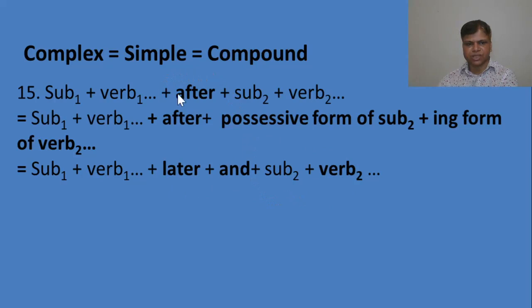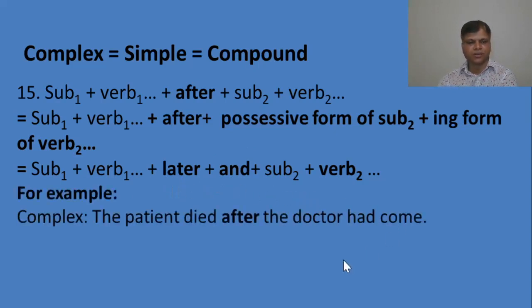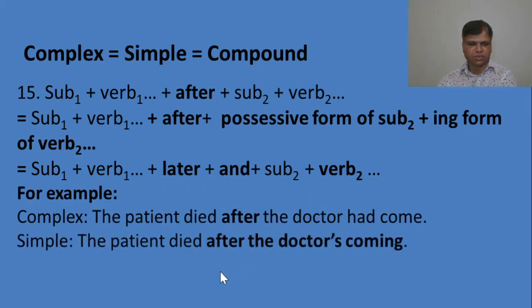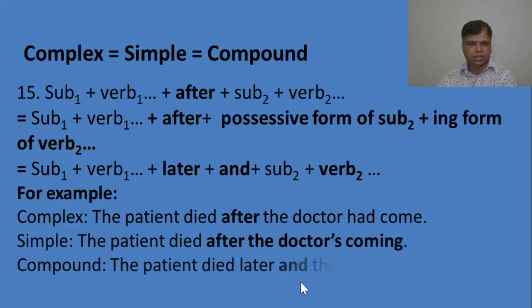So if you want to look at the complex sentence, instead of after we have to use and, we have to add later at the end of the independent clause, then it will be a compound sentence. So look at the example. Complex sentence: the patient died after the doctor had come. Simple: the patient died after the doctor's coming. Compound will be: the patient died later and the doctor had come.